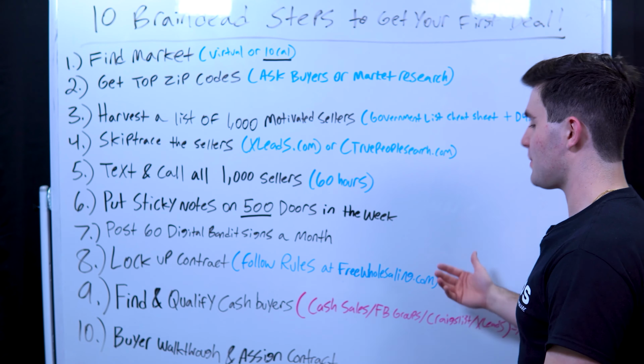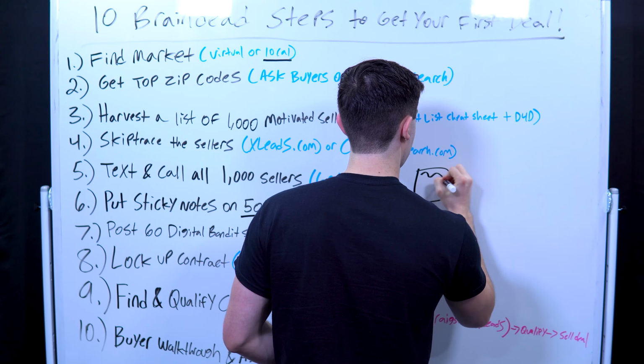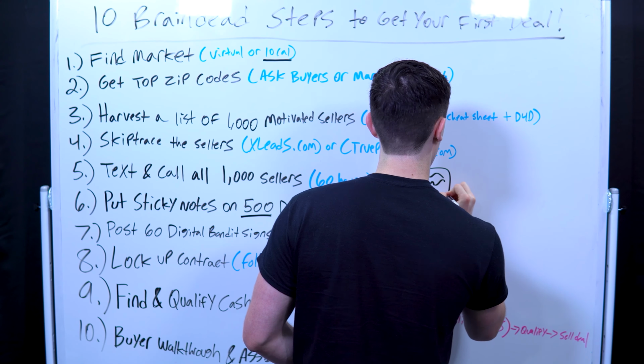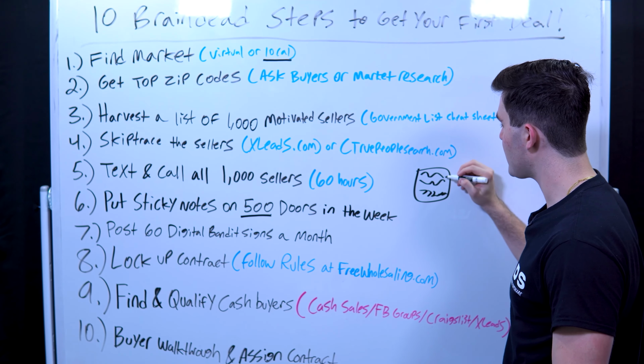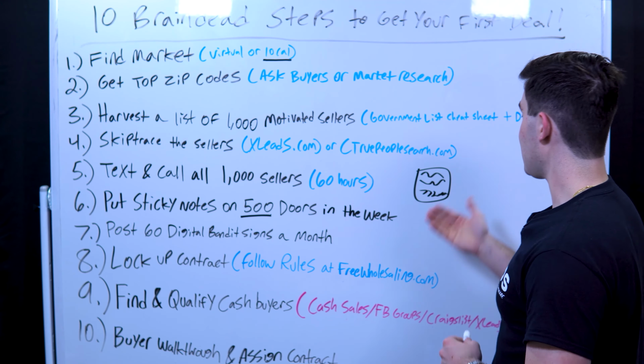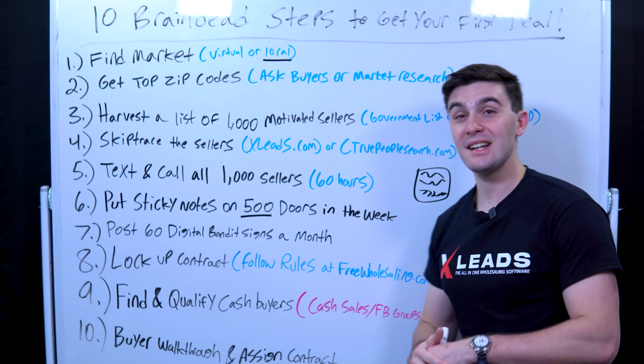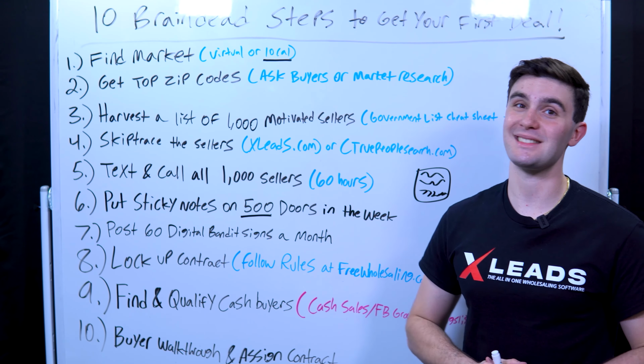You slap it on the door like this, and it's got your Google Voice number on there, right? It says, hey, this is Zach, I had a quick question about your property. Please give me a call back. And you slap those on 500 doors. You can use AI to do the route for you. You're going to make a ton of money here.